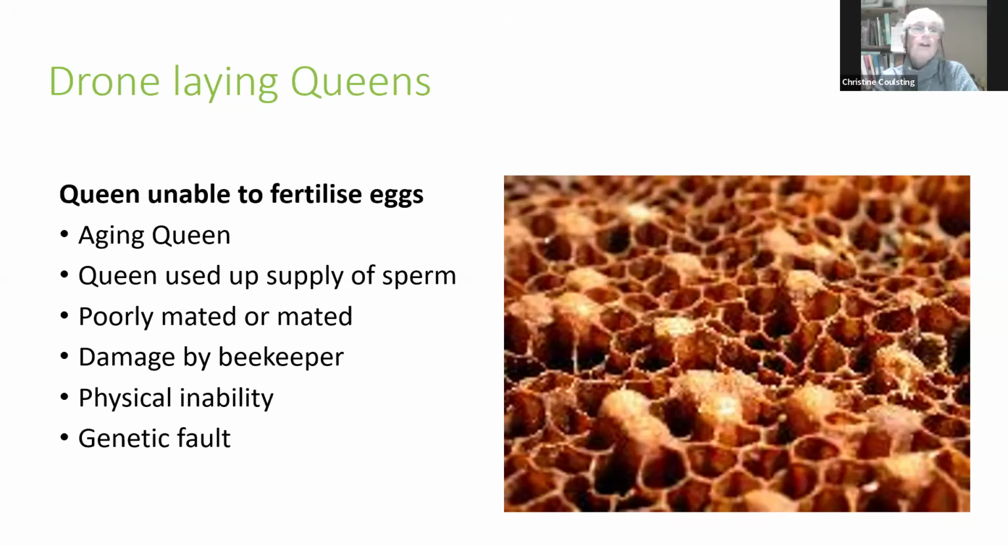I think sometimes during the season, if we've had a period where there hasn't been such good forage, my experience is that that is the time when we tend to get drone laying queens. If there hasn't been such good forage, the queens aren't so well fed, and also in development, but also perhaps there are fewer drones around.